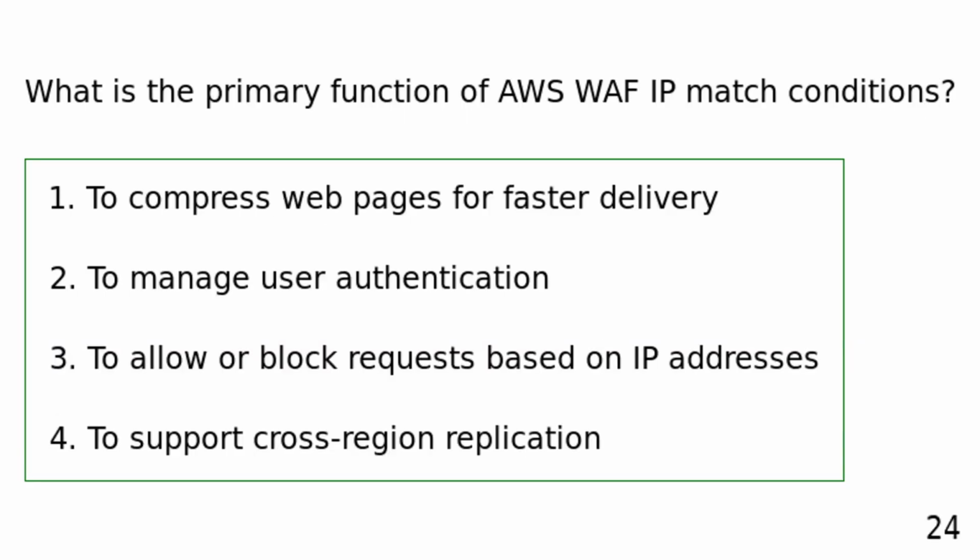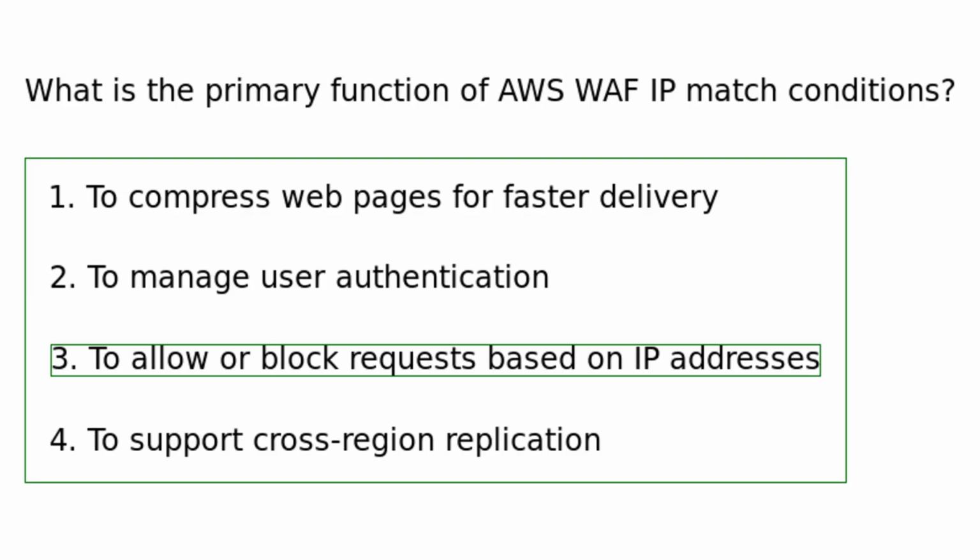What is the primary function of AWS WAF IP match conditions? To compress web pages for faster delivery. To manage user authentication. To allow or block requests based on IP addresses. To support cross-region replication. AWS WAF IP match conditions enable users to create rules that either allow or block requests based on the source IP address of the incoming traffic.